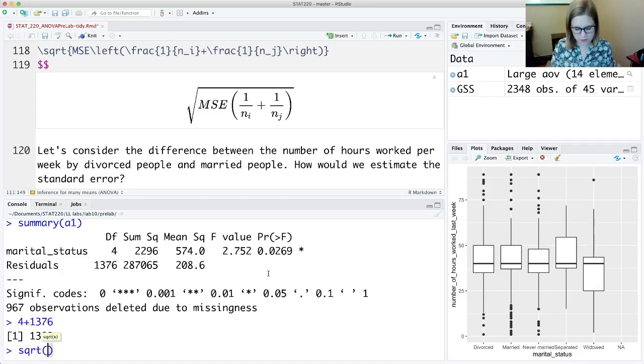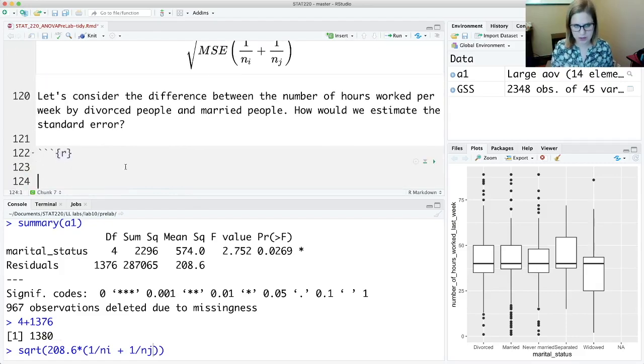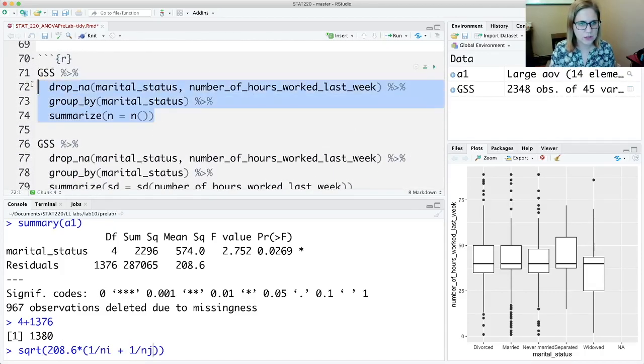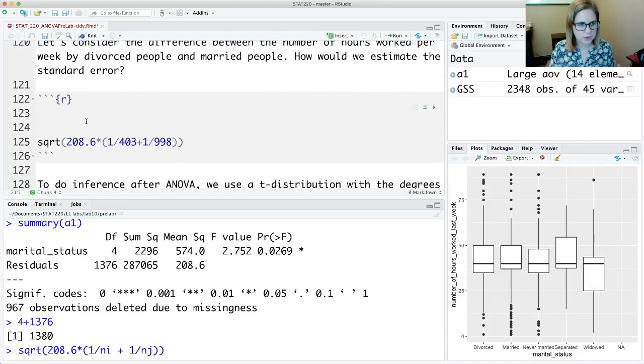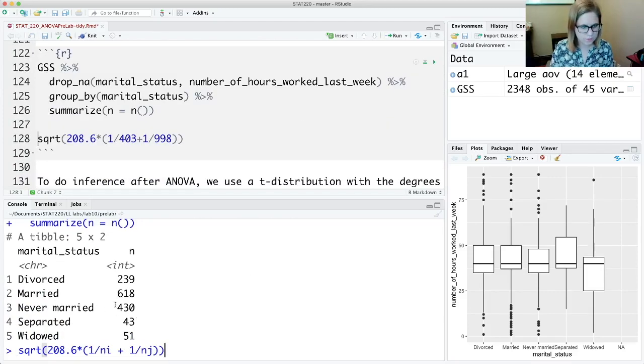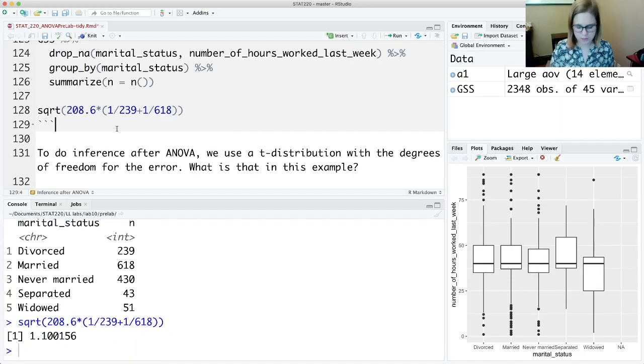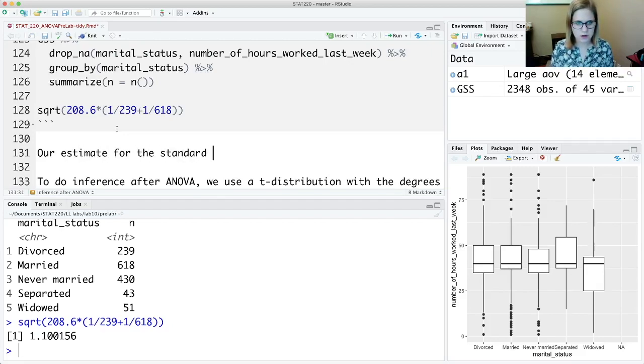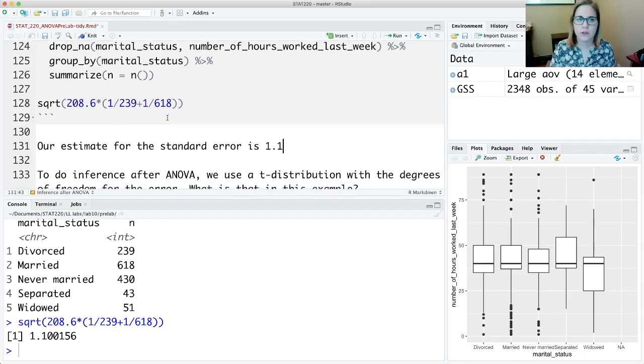And we could do the square root of 208.6 times, and then we need 1 over n_i plus 1 over n_j, but we need to know what those n_i and n_j's are. I think I'm just gonna go back and find my code where we were checking the conditions, and maybe I could paste that in again here. Let's see. So I had 400, nope. Apparently I was using some old numbers here. I've got 239 who are divorced and 618 who were married. Okay, so this would be the square root of the mean squared error times 1 over the sample size for the divorced people plus 1 over the sample size for the married people. And then I could Control Enter, and that would tell me my estimate for the standard error is 1.1, basically. That's how we could figure it out.